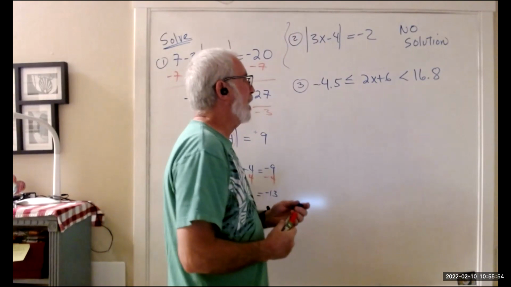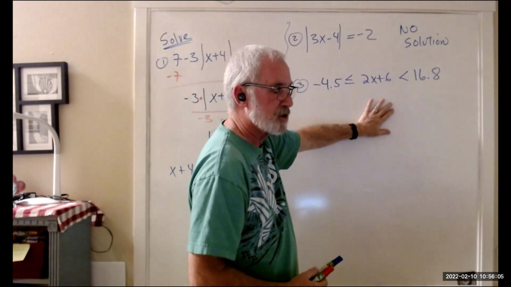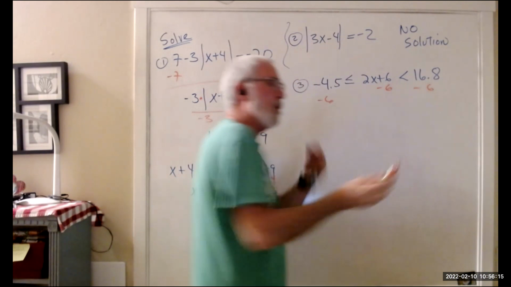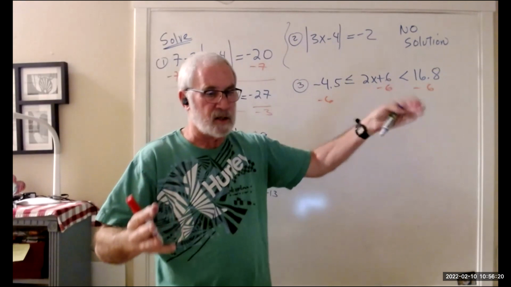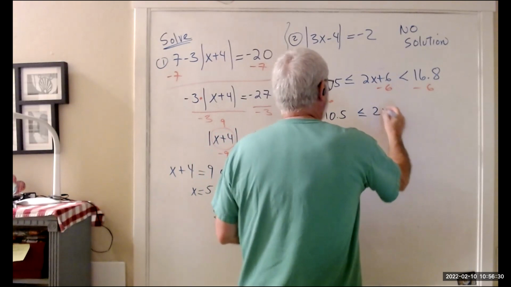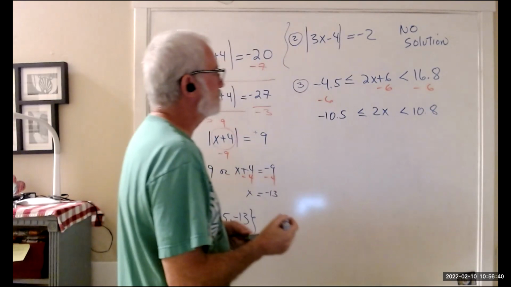Okay, so the object of this compound inequality is to get X that's in the middle by itself. So the middle only looks like X and not all this other junk. So to do that, we need to take away the 6. Okay, but we need to take it away from all the parts of this problem. Instead of having a left side and a right side, this is left, middle, right. So if we do that, this should be negative 10.5 is less than or equal to 2x, which is less than 10.8. I think that's right. Yeah. Anybody check my work? Am I doing okay? Yeah, that's right.